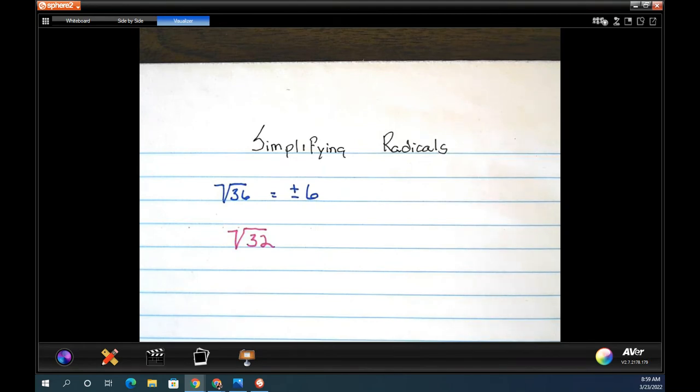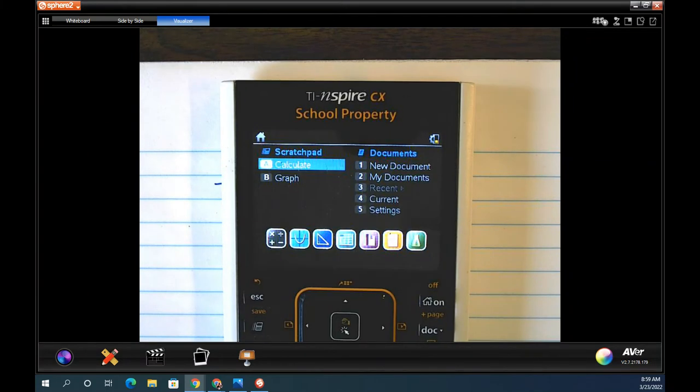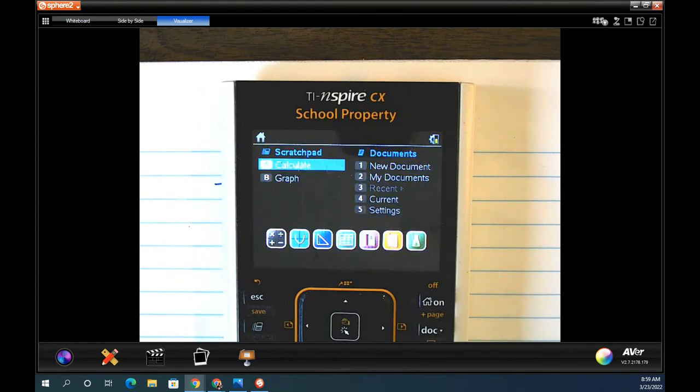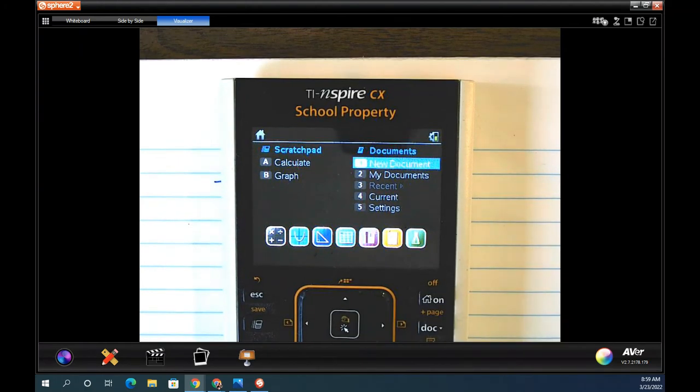Now, get your calculators out. And let's see if mine will, behind that white background. Yes, it's still. All right. Go to your home screen. Hit on. Now, there it is. Go on. New document. Hit enter.